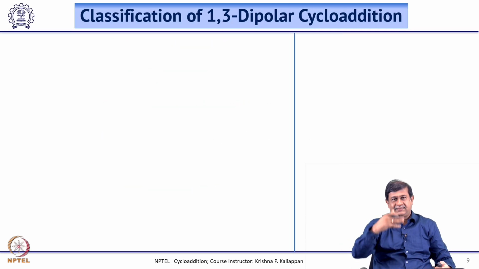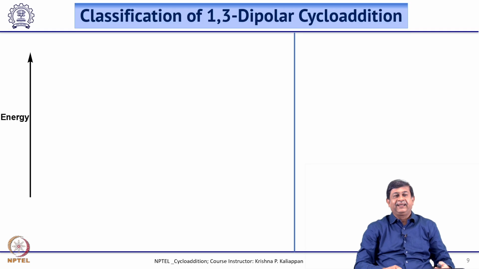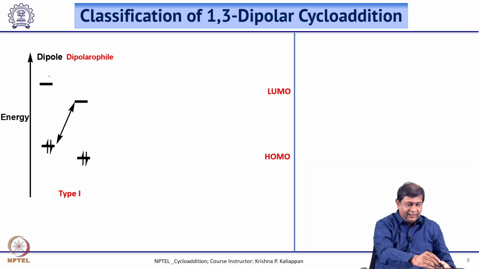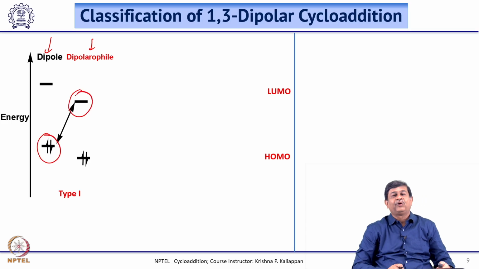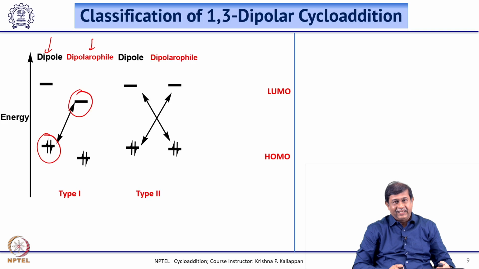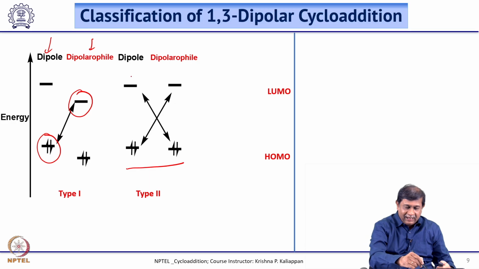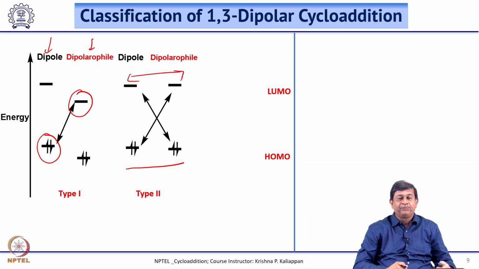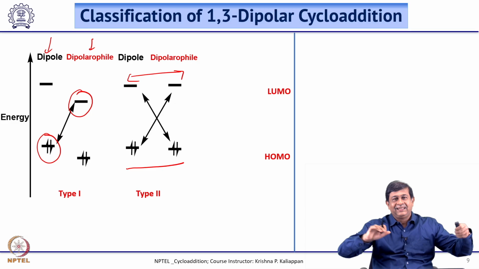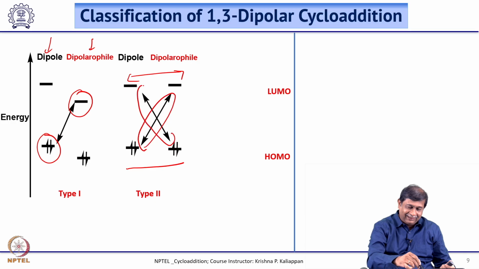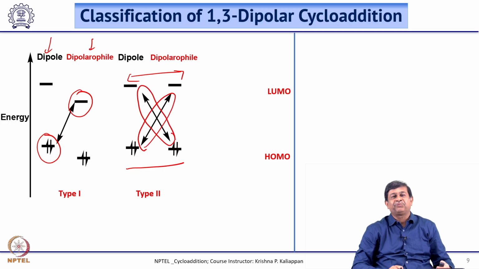Okay. Let us discuss the energy diagram itself. So, in the first case, the type 1, you can see here, this is the dipole, this is the dipolarifier. Here the HOMO of the dipole interacts with LUMO of dipolarifier. In type 2, you can see here the HOMO of dipole and dipolarifier and LUMO of dipole and dipolarifier are at the same level. So, both interactions are possible, either this or this, both interactions are possible.